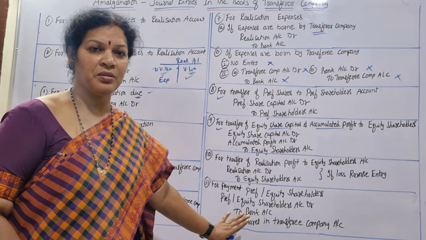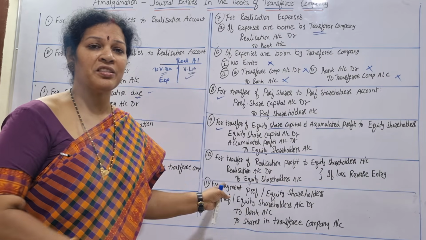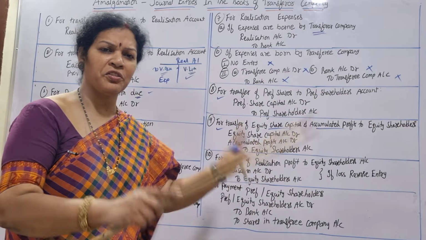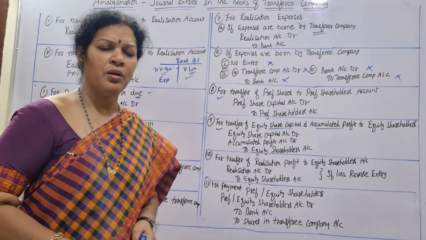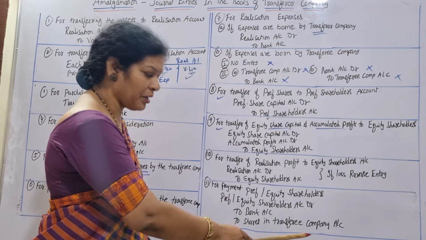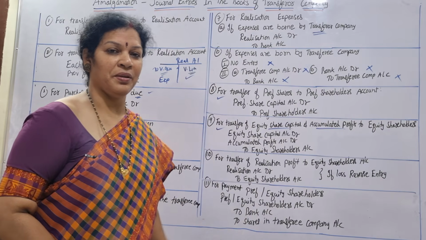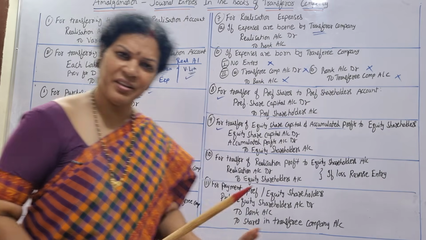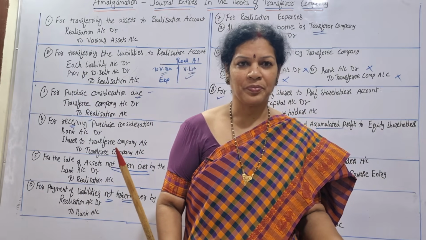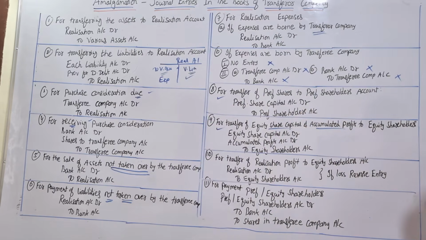Am I clear about this? For making payment to the equity shareholders or preference shareholders, whoever is receiving, debit them. Equity shareholders account or preference shareholders account to bank or to shares in transferee company. Who is giving these shares? The transferee company. That's all. Very simple, easy to remember. Copy this and learn it by heart. First I'll take a screenshot.